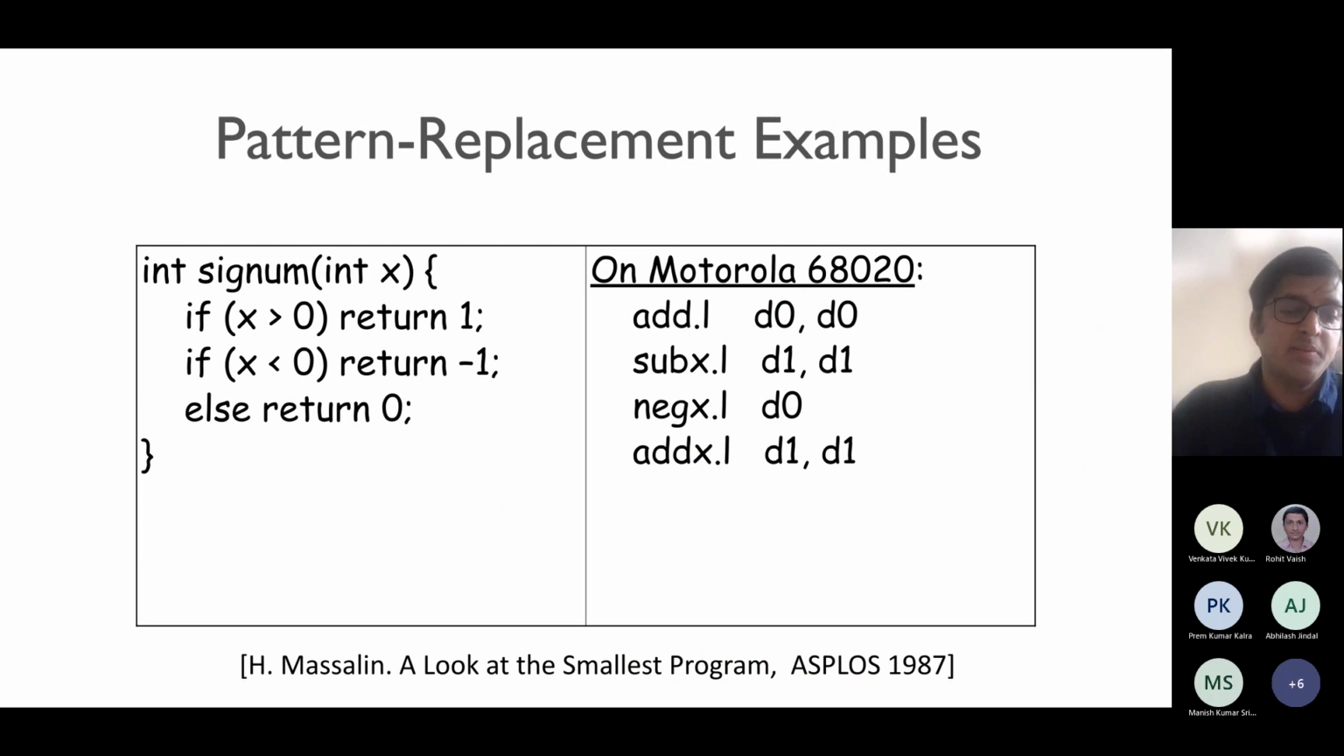Here is an example of a pattern replacement rule taken from Henry Massalin's original super optimization paper titled A Look at the Smallest Program in 1987. Here, the pattern is the code for the signum function in C-like syntax. So if x is greater than 0, return 1, and so on. And the replacement is the corresponding optimized assembly implementation for the Motorola 68020 processor. Notice that the assembly implementation does not contain any branches and would typically be hard for a human-coded compiler to generate. However, such implementations are easier to generate for a super optimizer.